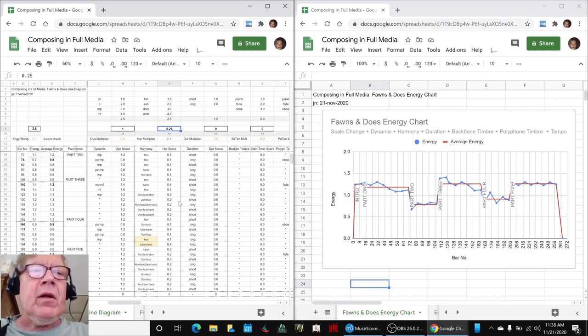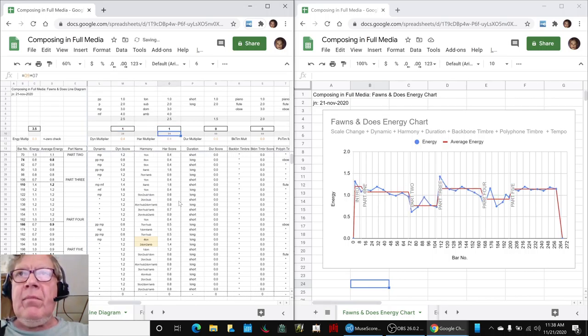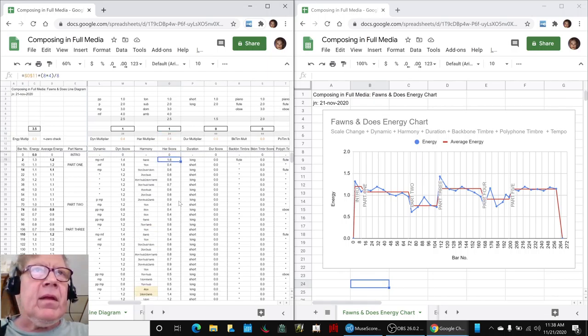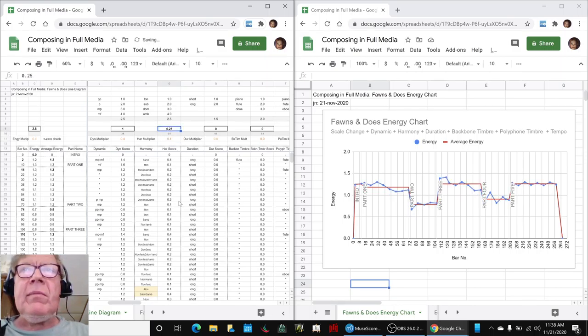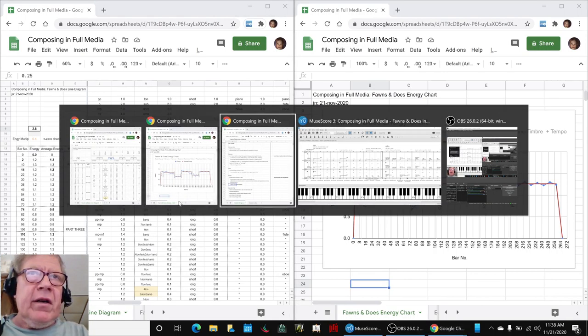And then the harmony multiplier, basically the harmony is all over the place because we have a lot of harmony in there. So it just seems to make the chart look a little bit neater that way. And we're still preserving the idea of the five sections. So that's what we did so far with the energy chart.